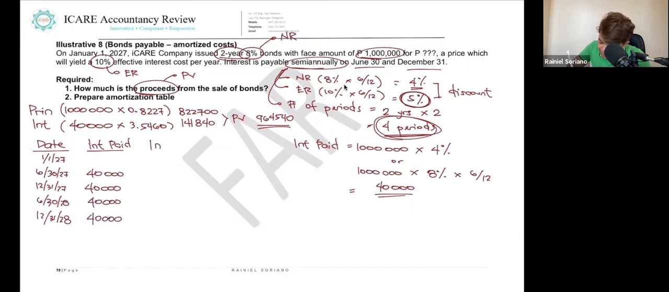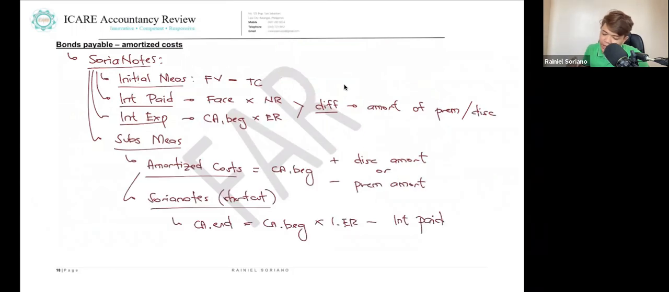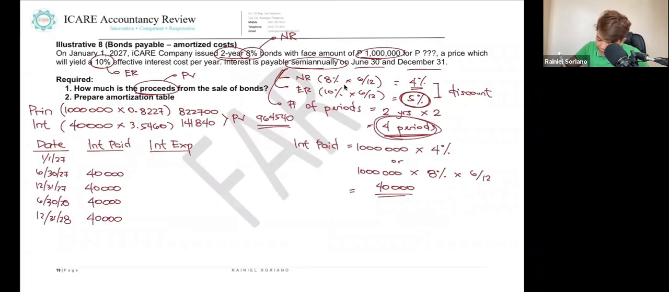Okay? Now, interest expense, i-compute natin yan syempre. That's equal to carrying amount beginning times effective rate. And then, amortization will be the difference between the two. Then last column will be the column for the carrying amount. Carrying amount so far is equal to 964,540. Okay? So 964,540 times 5% lang. Times 5%, interest expense will be 48,227. Difference between interest paid and expense will be the amortization, and that's 8,227.